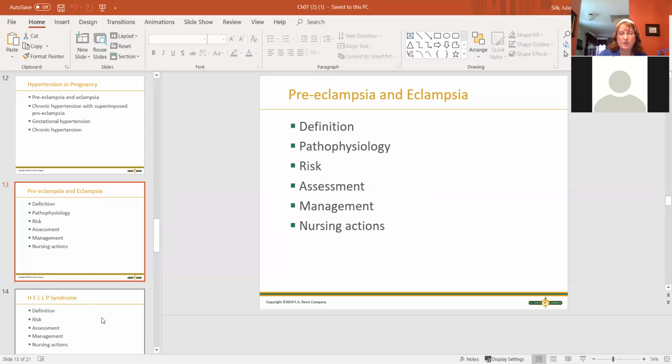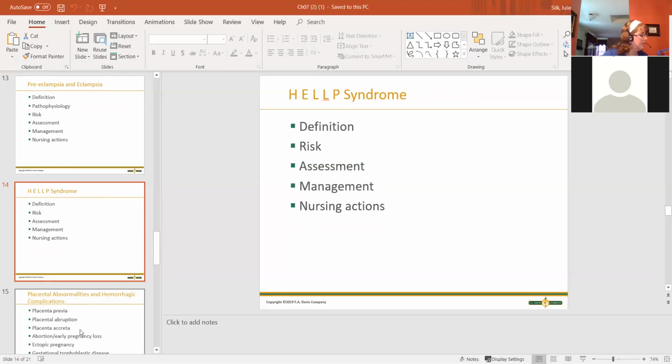All right, so that's kind of what that is. Let's go on. They do have a chart in the book that talks about some of the medications that they give for that, if you wanted to take a look at that.